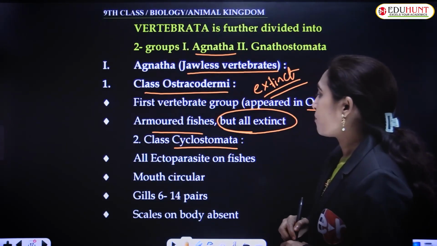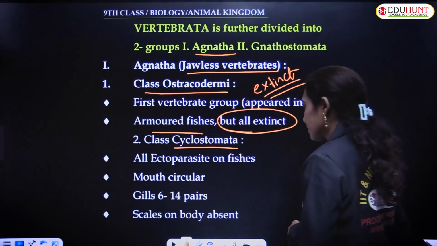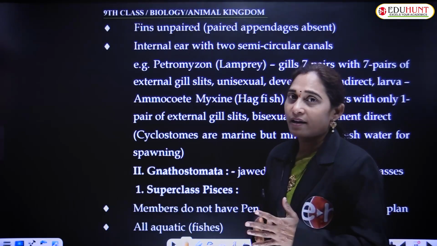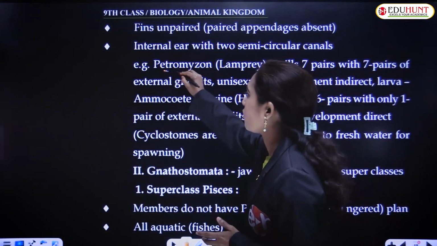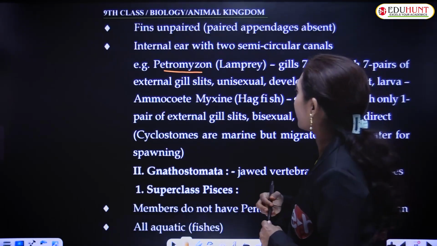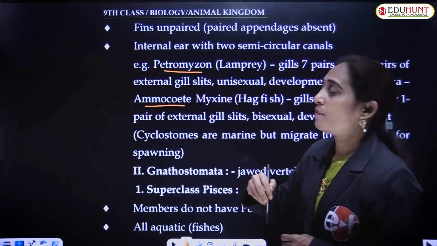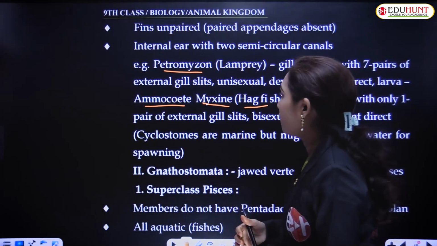And the Cyclostomata have a circular mouth and 6 to 14 pairs of gill slits. All the general characters we have discussed, and the examples are Petromyzon, also called lamprey, which has the Ammocoete larva, and Myxine, commonly called hagfish. All these things we have finished.